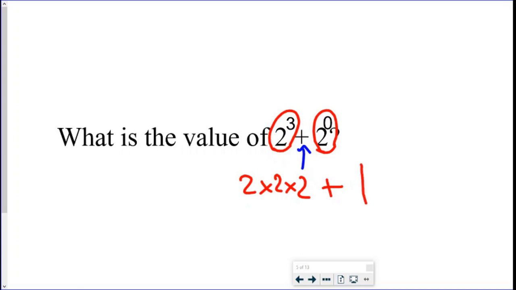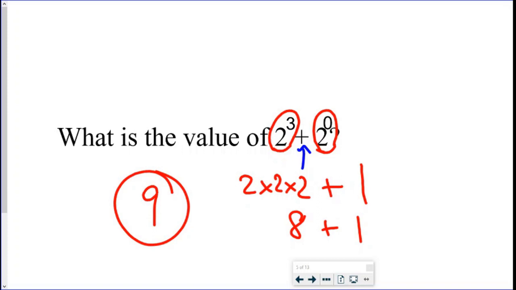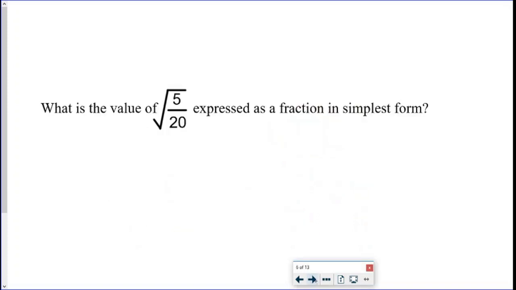So this is how I would write that out. This turns into 8 plus 1, which is 9. Okay. And here is another type of example that you might get for the roots. So what is the value of root 5 over 20 expressed as a fraction in simplest form?